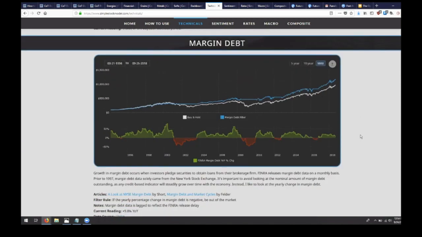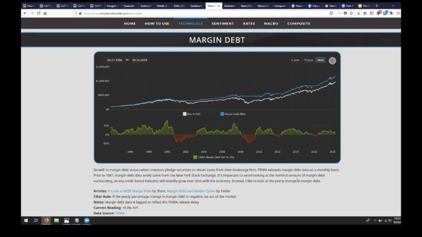So this is looking at margin debt. I like to look at the year-over-year change in margin debt, and it's actually decelerated. This is similar to positioning in that the bull market has been a runaway bull market. While margin debt has grown, it's grown less than the gains in the S&P. And so that's interesting to me.